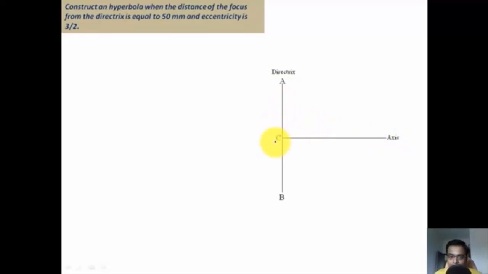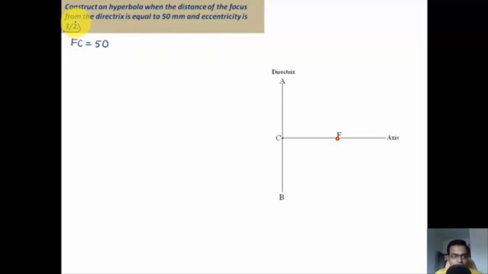Okay, the intersection point is given by C, and if you watch carefully, let's say that C is a point on the directrix itself. So the distance of focus from the directrix has been given as 50 millimeters. So what essentially we can do is this: at a distance of 50 millimeters, let me put up the focus F over here. Okay, so what's next?